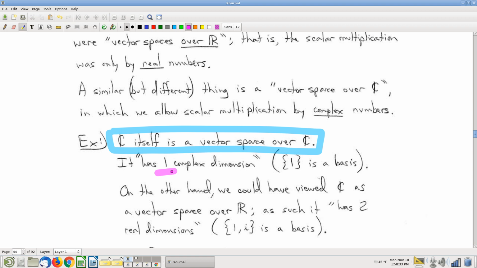Now, how could that possibly be? It's, for crying out loud, it's a plane. It's right there in the name. Complex plane. Planes are 2-dimensional. How could it be 1-dimensional? Well, I point out this is a basis. The number 1 by itself is a basis. How do I know that 1 is a basis?